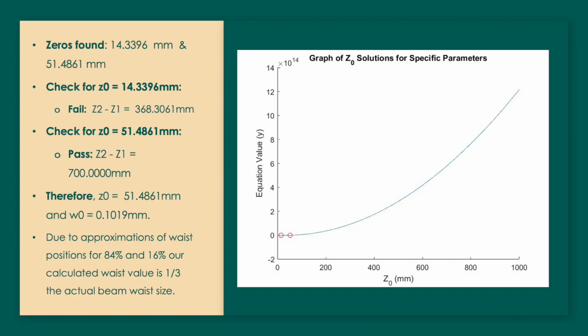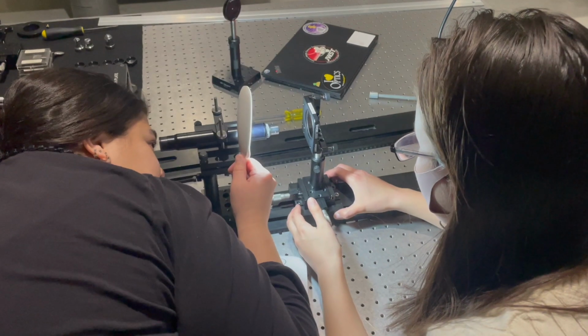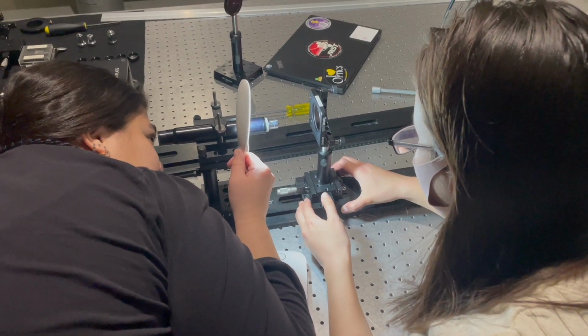The zeros that were found were 14.34 millimeters and 51.5 millimeters. When we check these z0 values, we find that 14.34 fails, while for 51.5, this value passes, giving the right delta z value in the experiment. Therefore, the Rayleigh range is 51.5 millimeters, and the beam waist is 0.102 millimeters. Due to approximating the waist positions when at 84% and 16%, the calculated waist value is 1/3 the actual beam waist size. Next, we took the beam profile after focusing the beam using a lens.